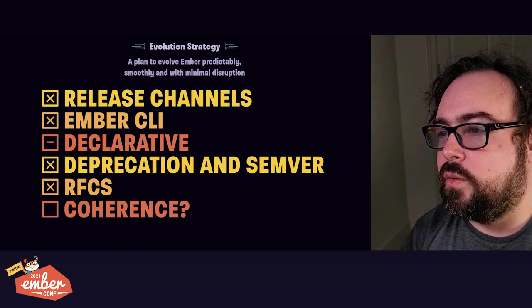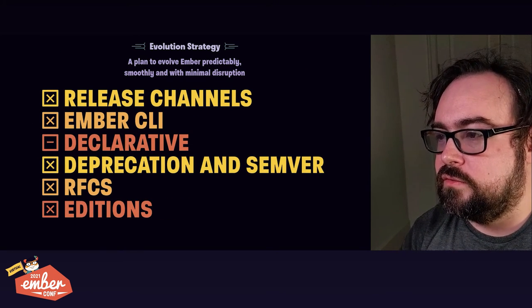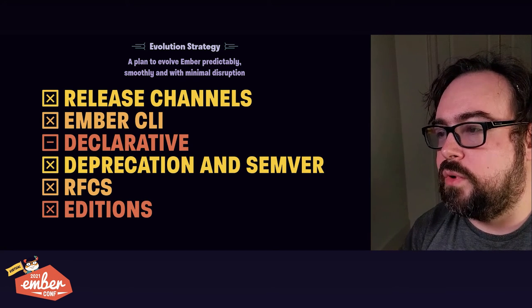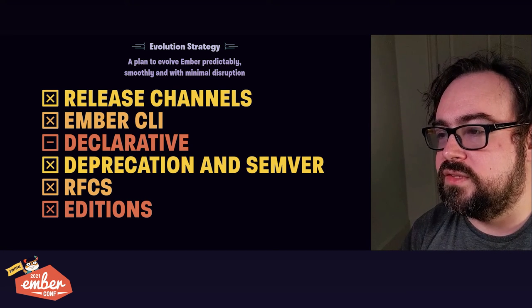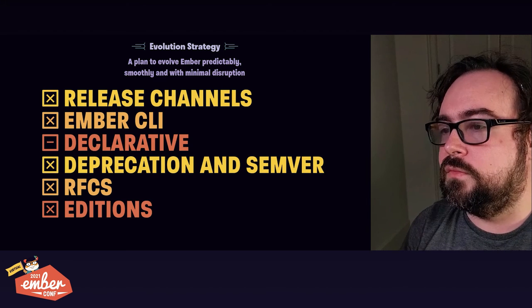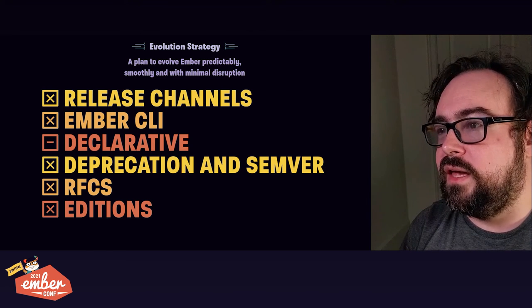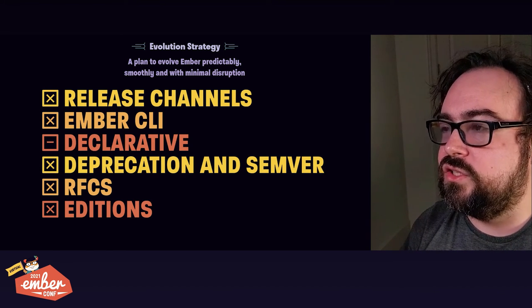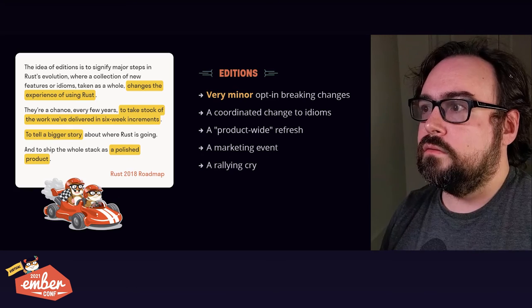So we have a solution to the coherence problem: additions. Additions solve the coherence problem by uncoupling stability in the Semver sense from recommended. We finally have a way of describing everything that goes into our evolution strategy that goes beyond Semver.